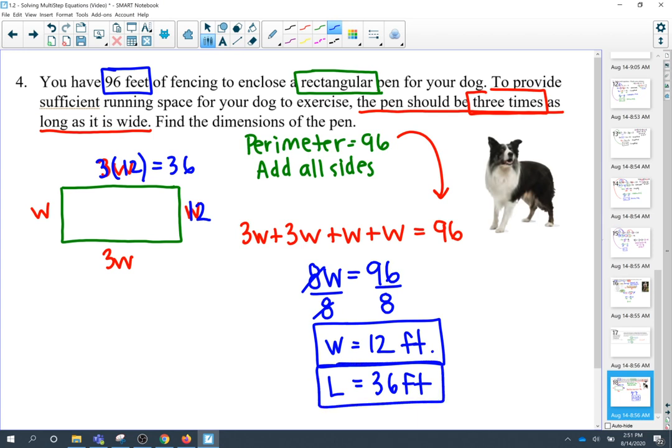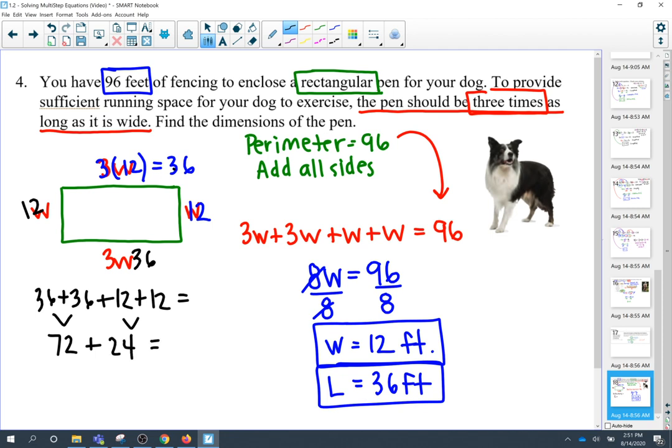Last but not least, if we check our answer, if this is 36, then this is 36. If this is 12, then this is 12. If I take 36 plus 36 plus 12 plus 12, 36 plus 36 is 72. 12 plus 12 is 24. 72 plus 24 is in fact 96. So yep, that checks out. Our width is 12 feet. Our length is 36.